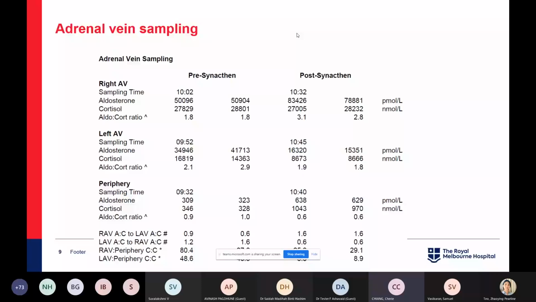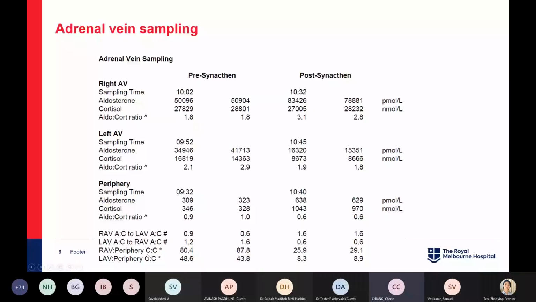So although there's a lot of numbers in the test, all you need to know is before Synacthen, after Synacthen, there's the right adrenal, left adrenal, peripheral. And in essence, our clinician only need to look at the table below because it does all the calculation for them and tell them about the ratio. So firstly, the adrenal vein to peripheral cortisol to prove.